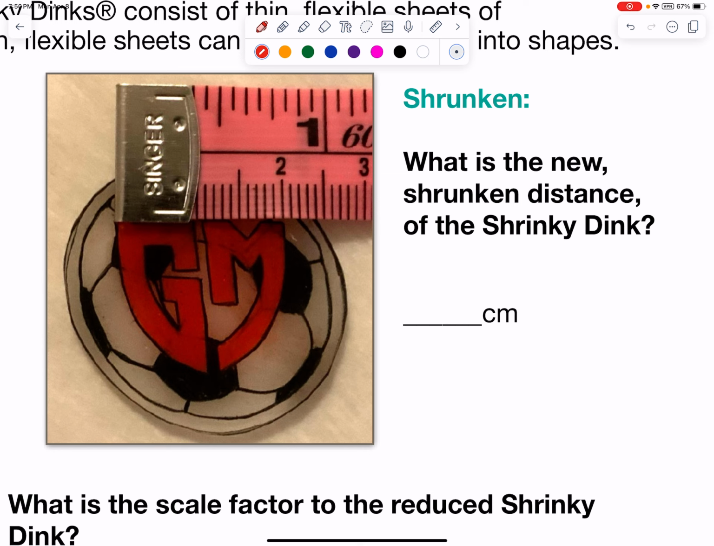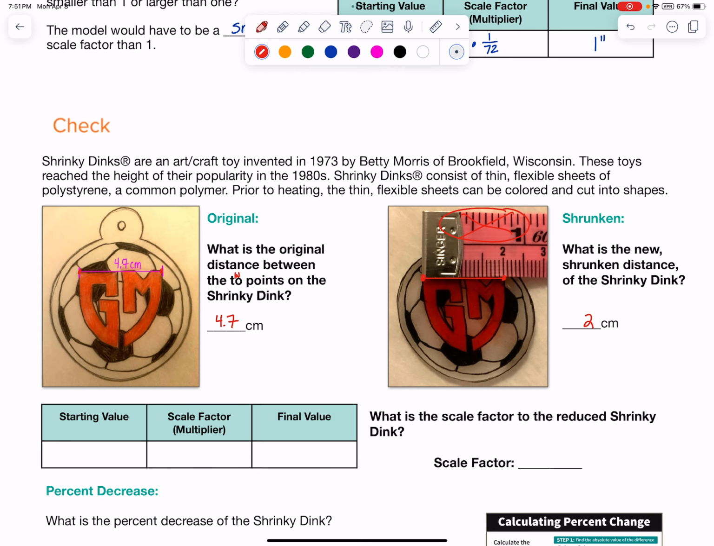Okay, and this is in centimeters. This is inches up above. We're not doing that. We're using the centimeters. So you can see from this point straight across to the new point again is how many centimeters? 2 centimeters. So we went from 4.7 centimeters down to 2 centimeters.